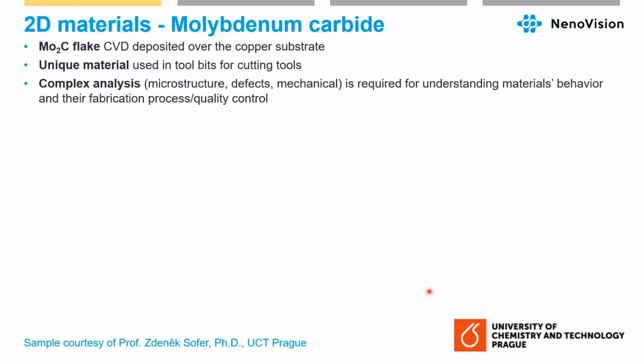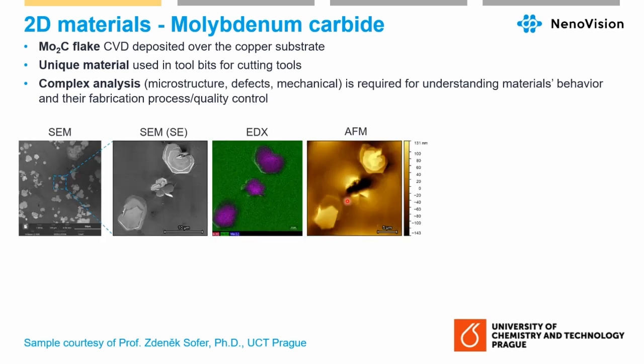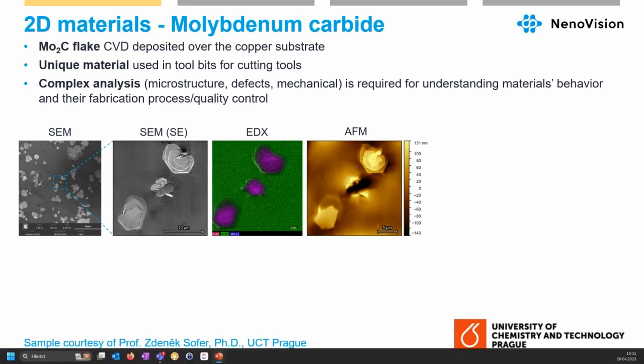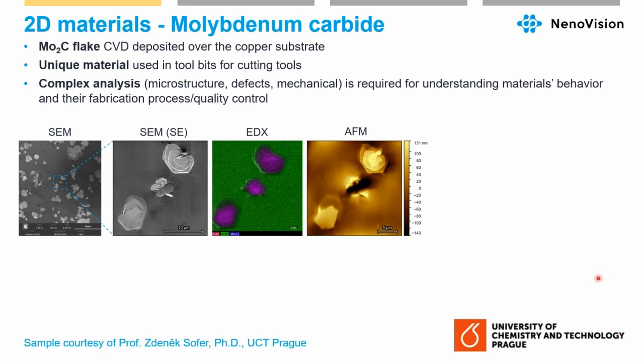I would highlight another example for 2D materials, in this case molybdenum carbide, where these materials are prepared by CVD deposition. It's a very famous and unique material, and what we provide is a tool for complex analysis. So use SEM, so you can navigate and define the flake which you would like to analyze.